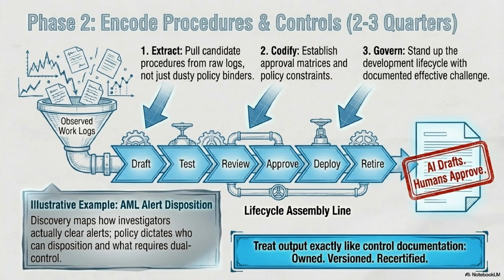Then you stand up the development lifecycle from episode 9: drafted, tested, independently reviewed, approved, deployed, retired. AI drafts and tests. Humans approve. Effective challenge, preserved by design. And treat the output exactly like control documentation, because that's what it is. Owned, versioned, recertified on a cadence, not a document you write once and file. Facts, then the procedures and controls that act on them.